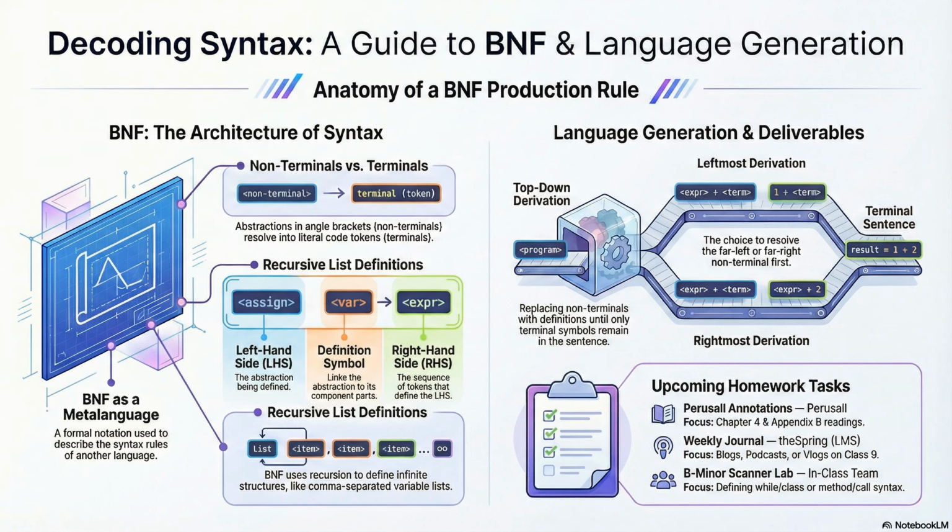That's all it means. So you would replace the leftmost non-terminal, id, with A. Now you have A equals expr. Then you replace expr. And you just keep going down the line, replacing all the angle bracket things until you're left with nothing but terminals, and you have A equal B plus C. You've done it. You've derived the sentence.